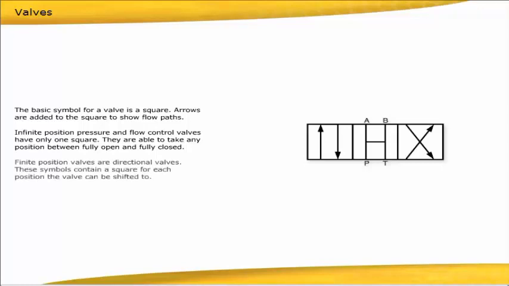Finite position valves are directional valves. These symbols contain a square for each position the valve can be shifted to.